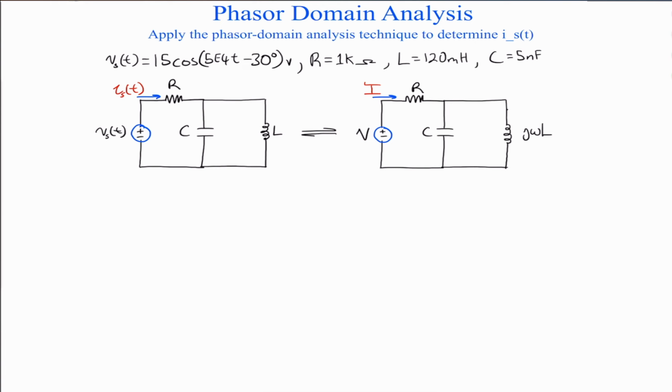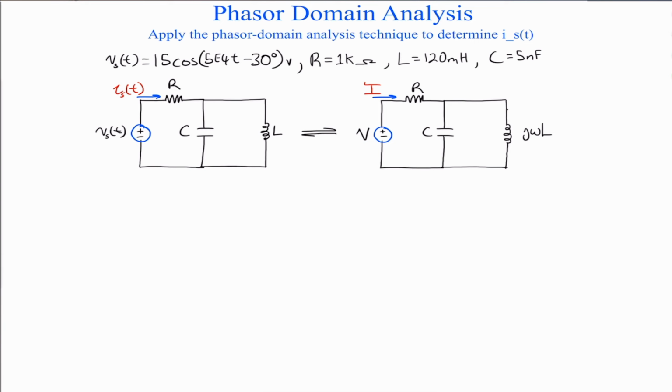Welcome back. In today's video, we want to find the current Is in the circuit. So we're going to apply the phasor domain analysis technique to determine that current. Here we have a circuit with a capacitor and inductor in series, well, in parallel.